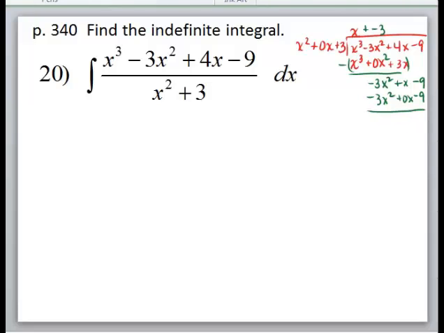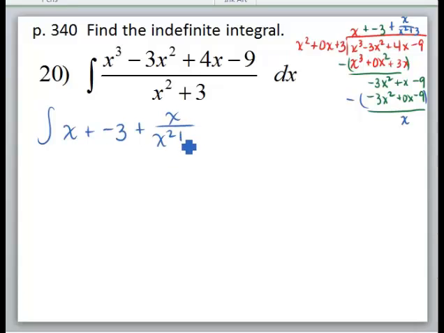When I subtract this time, I end up getting 0 here for my first term. x minus 0 is x, and negative 9 minus negative 9 is 0. So I end up with a remainder of just x, and I'll put that over my divisor of x squared plus 3. So that allows me to rewrite this integral as x plus negative 3, or x minus 3, plus x over x squared plus 3 dx.